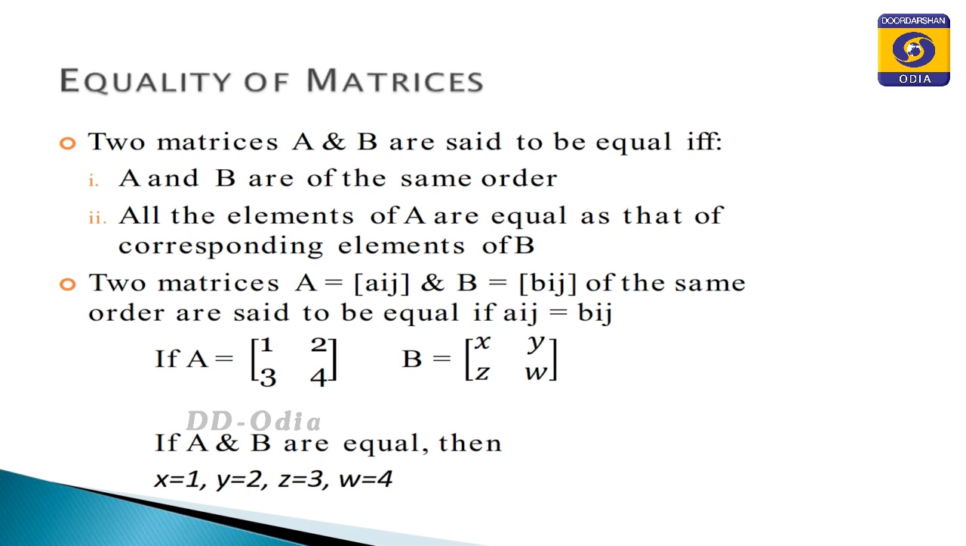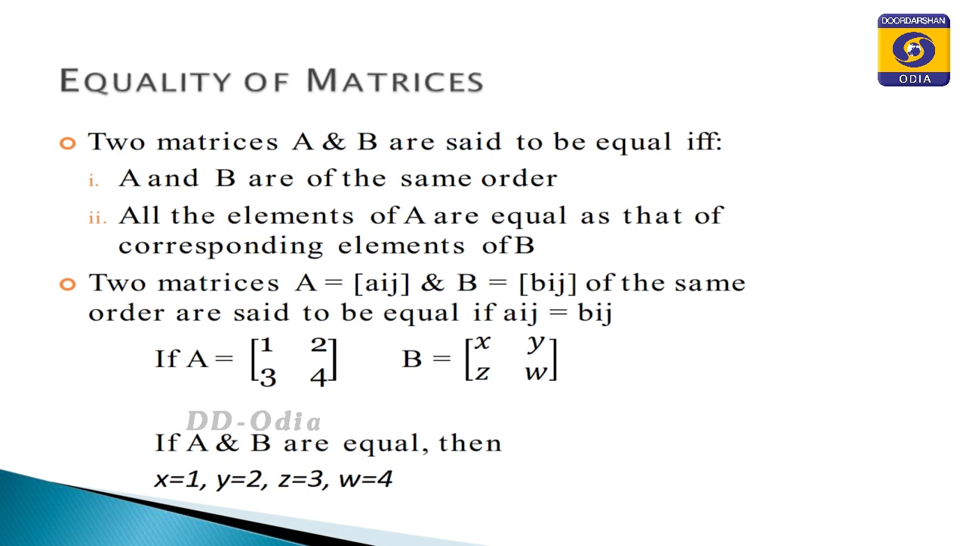Next is equality of two matrices. Two matrices A and B are said to be equal whenever the order of A and order of B become the same. Next, all the elements of A are equal to the corresponding elements of B. First of all, two matrices are equal if the orders are the same and the corresponding elements are the same.